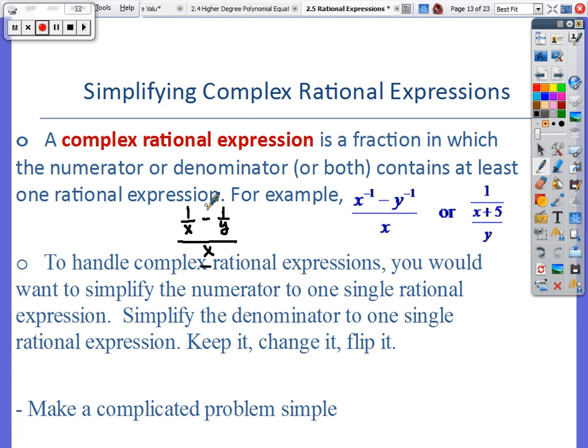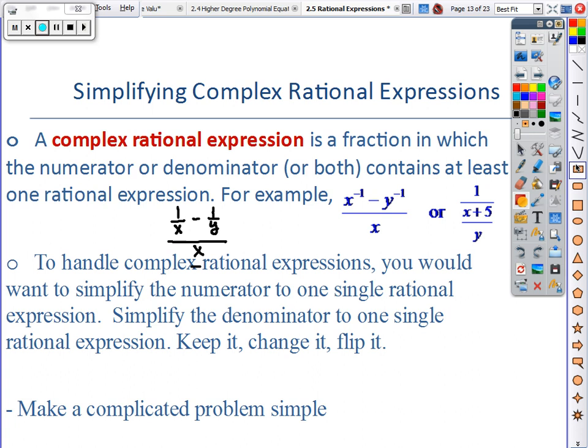Now what our goal is here is we want to make this look simple. Okay? We want to make something very complicated look easier, a lot like what we did in those previous sections. In math, if we can make something complicated look easier, why wouldn't we want to do it? And so how do we do this? Well, what we want to do is ignore the denominator for a time, like it's not even there.